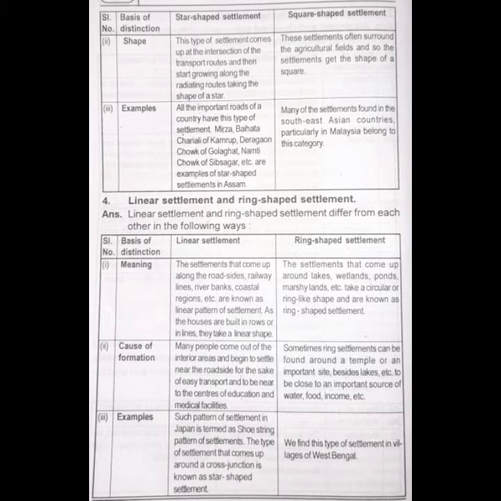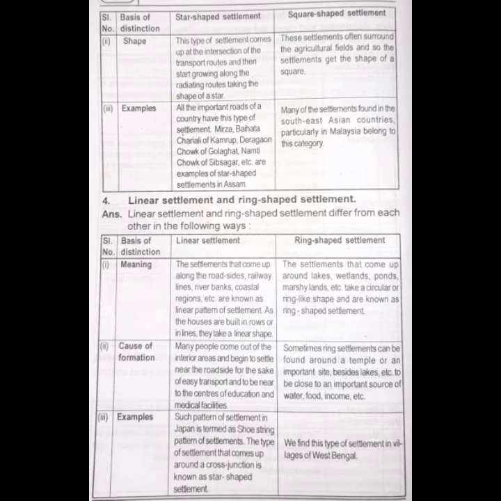So basically you see ring-shaped settlement. On the basis of meaning, linear settlement: the settlements that come up along the roadsides, railway lines, riverbanks, coastal regions, etc. are known as linear pattern of settlement. As the houses are built in rows or in lines, they take a linear shape.